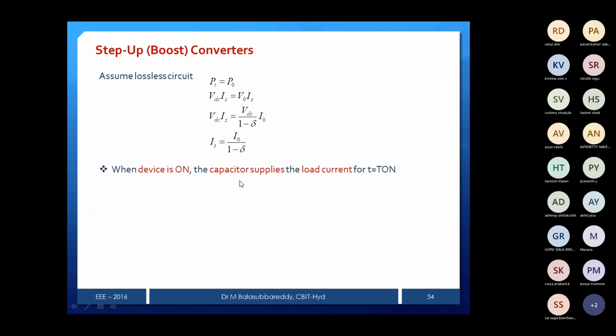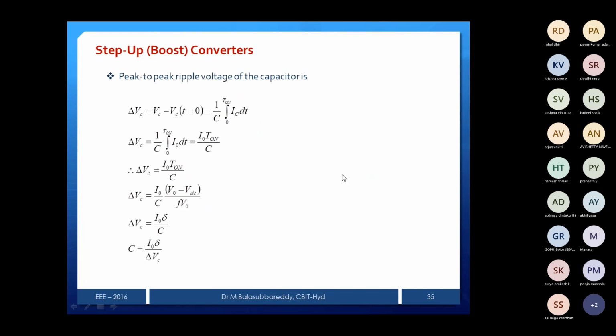When the device is on, the capacitor supplies the load current. Similarly, you can find the peak. Delta Vc is equal to 1 by C integral 0 to T on of IC. Just integrate this portion and we get delta Vc, the capacitor voltage ripple, and from that we get C. These are just simplifications. I made the substitutions also.